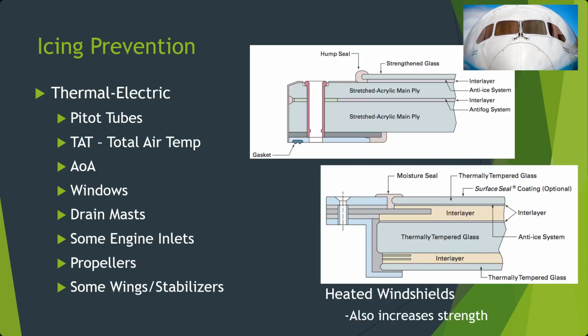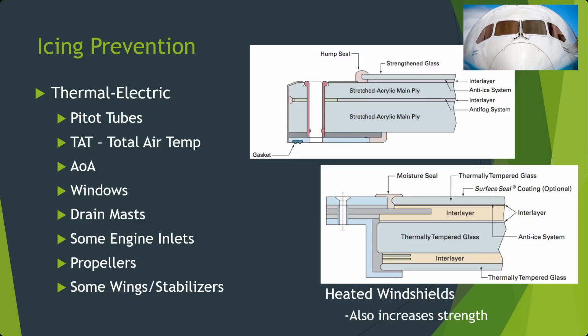If we look at how windows look, here are some cross sections of heated windows. This has the added benefit of also increasing strength. For heated windshields, we're going to heat primarily the outside surface of the windshield. These just show a couple of windshield buildups. In both cases, the outside of the windshield is on top.